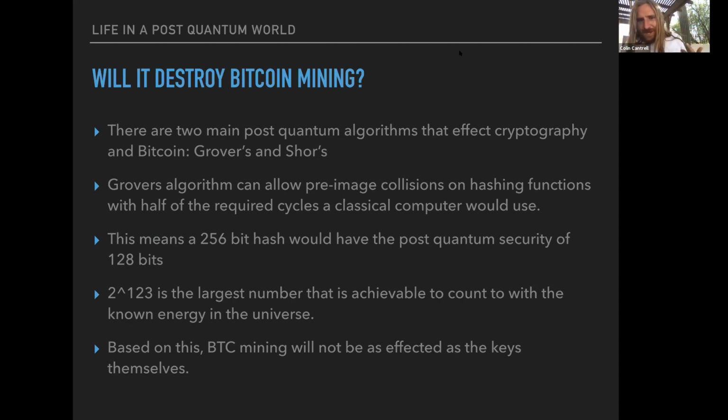Based on this, Bitcoin mining will not be as affected as the keys themselves. I don't foresee a significant improvement in Bitcoin mining, because a quantum computer is still susceptible to cycles. It has a certain clock speed, and it can only go so fast. Grover's algorithm is still very misunderstood and not very well developed, and there's a huge quantum noise issue with it. They've not really successfully done anything with Grover's algorithm yet, and they always have a classical computer error checking the quantum computer. So they're still quite primitive, but the potential is there.